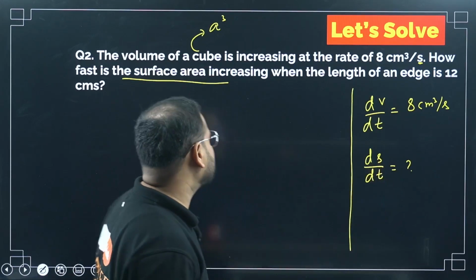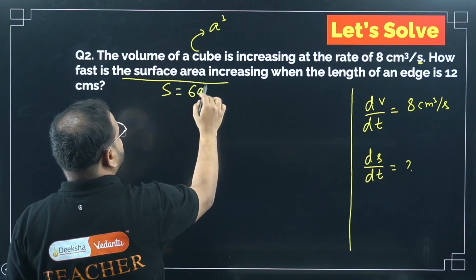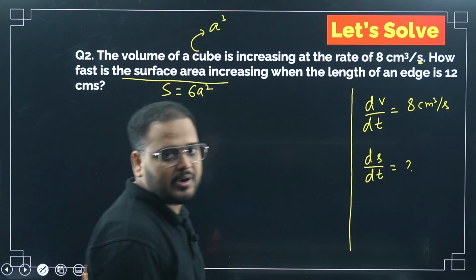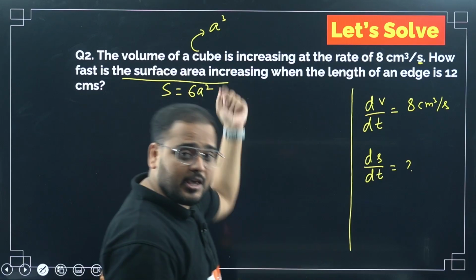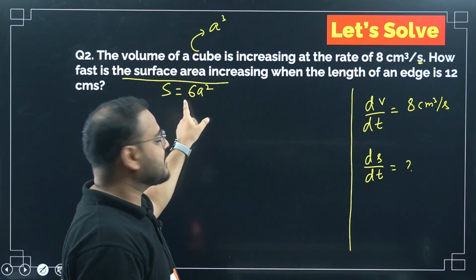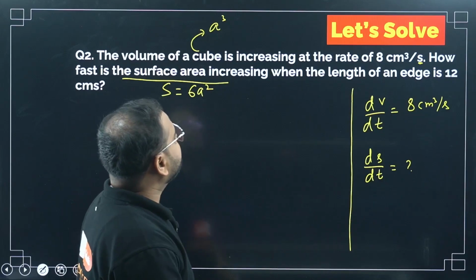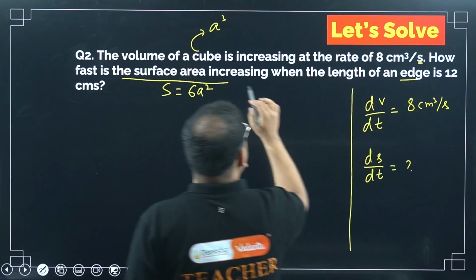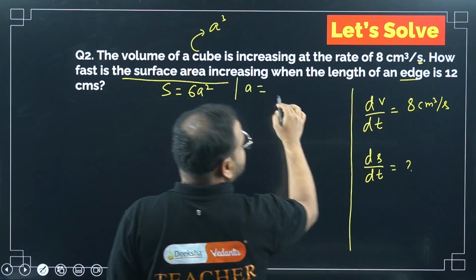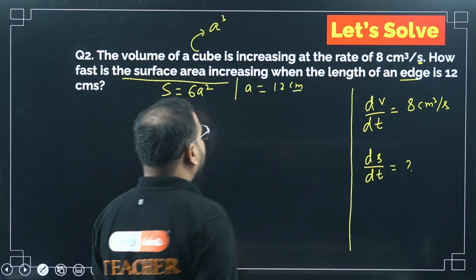What is s? s is my surface area. What is that going to be? If you remember, 6a square. If the side of the cube is a, then the volume is a cube, and the surface area is going to be 6a square, because there are 6 faces. So a square times 6. The length of the edge they have given is 12 centimeters.